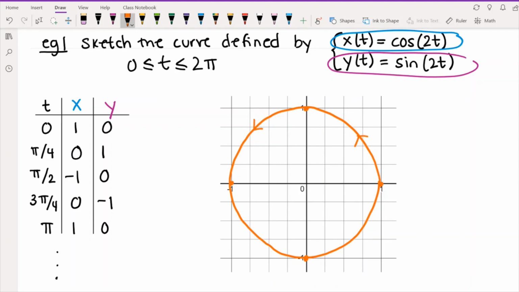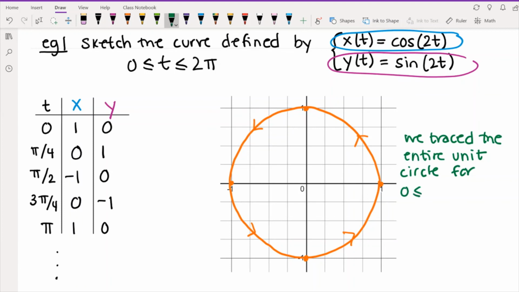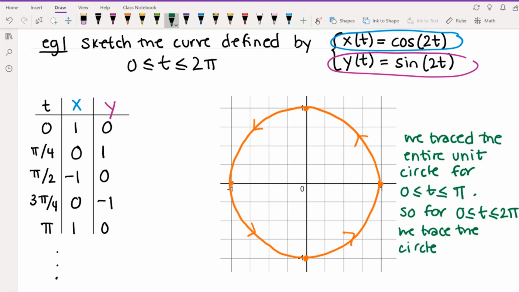And so what would happen if we went from 0 to 2 pi? We would actually trace over this twice. So let me write that down. Basically what I just said is that we traced the entire unit circle just by doing t being between 0 and pi. So basically what that means is that if you're taking t to be between 0 and 2 pi, we trace the circle not just once, but twice.